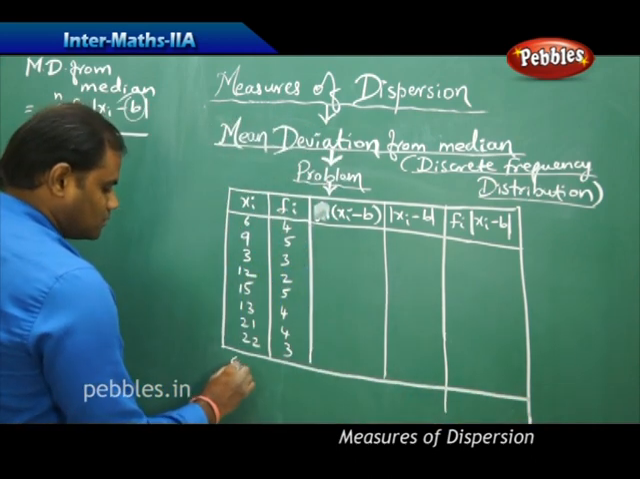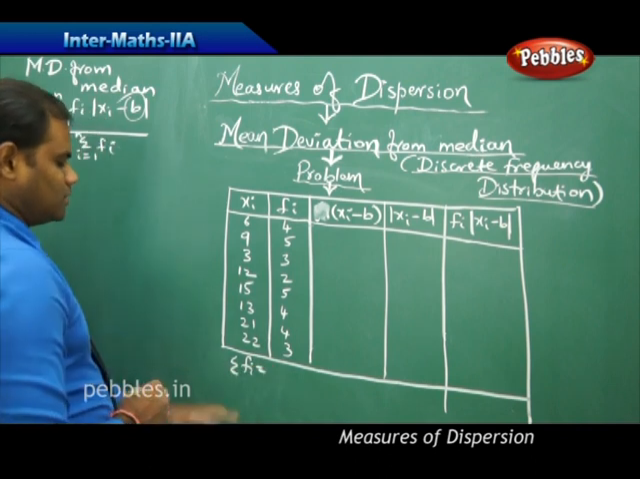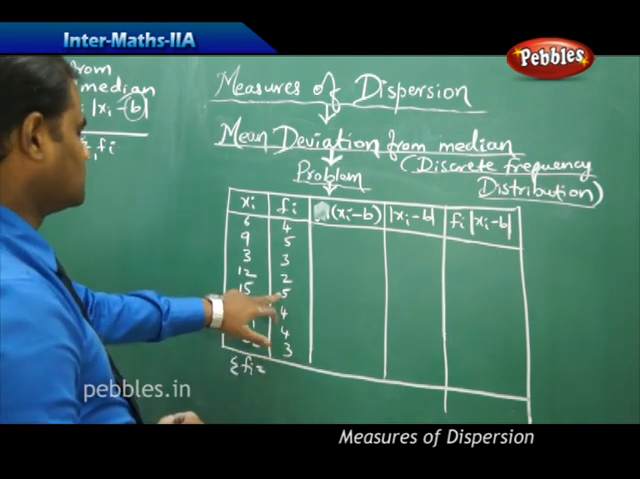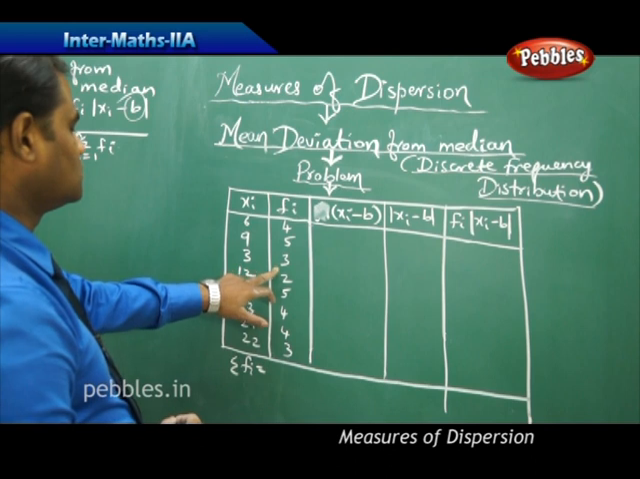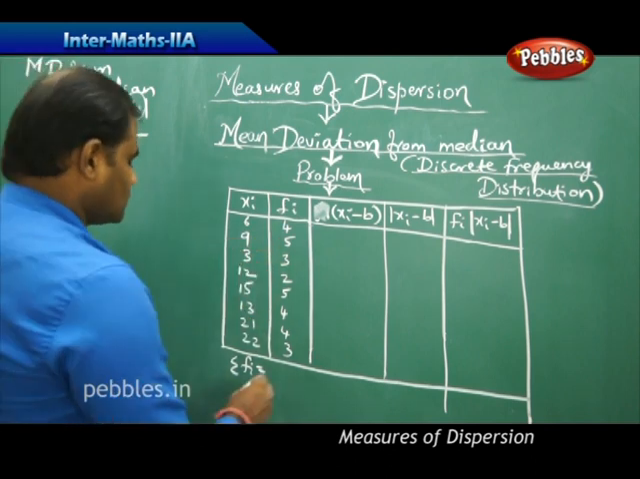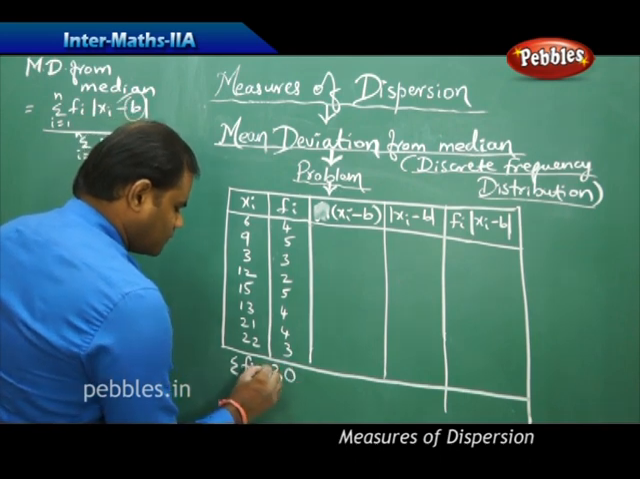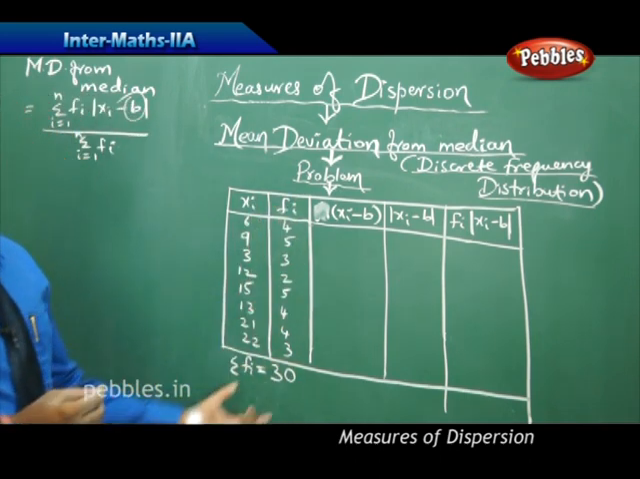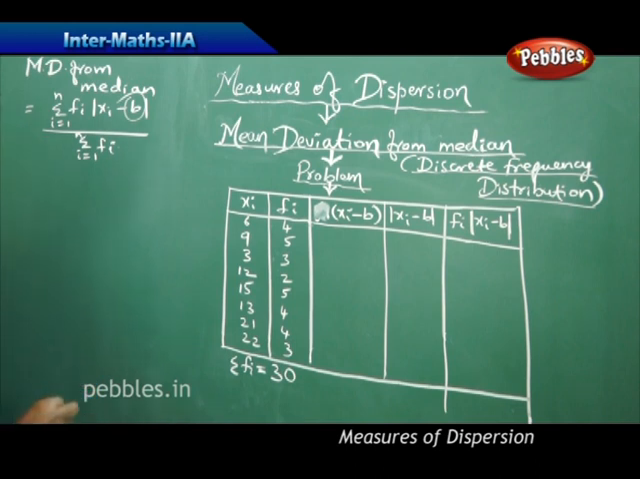So initially, to start with, let's find sigma fi, which is 4 plus 3, 7, 11, 16, 17, 18, 21, 25 and 30. So my sum of all the frequencies is 30, which I obtain when I add them. Now how to find the median?